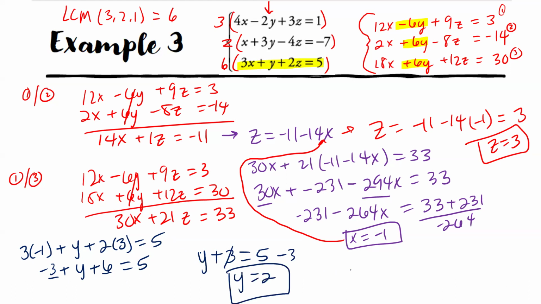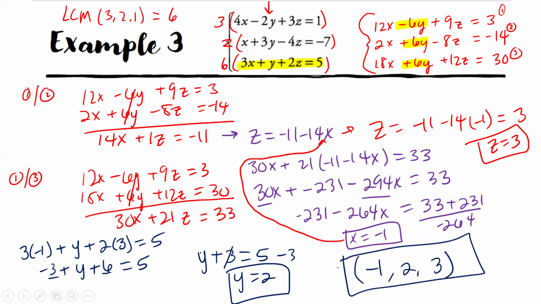So now our solution set would be negative 1, comma 2, comma 3, and bam. If you can do this, you can do all.